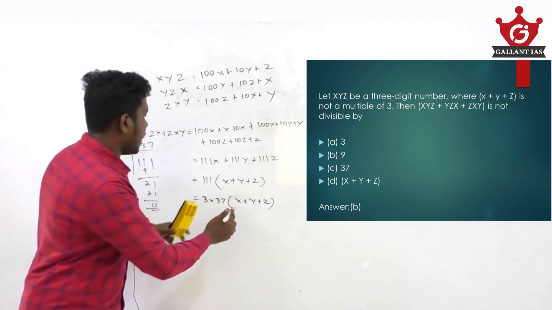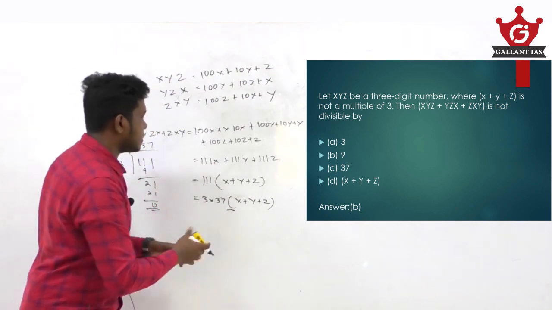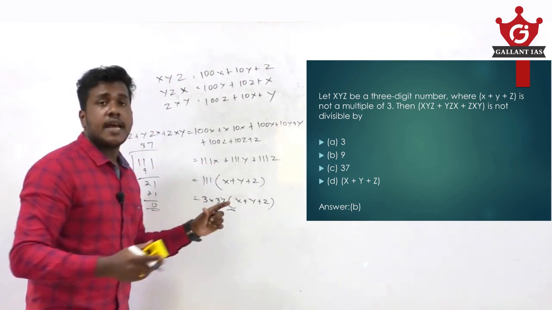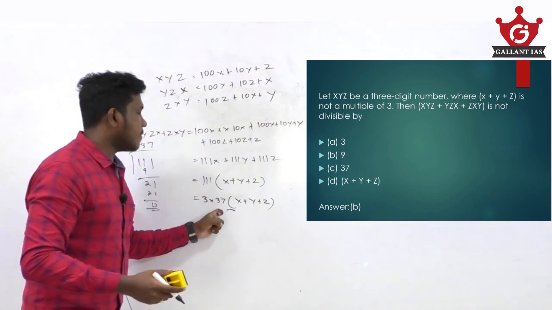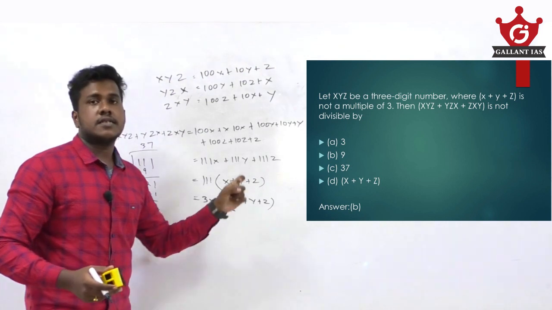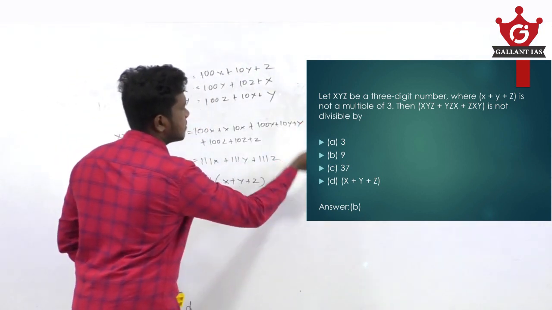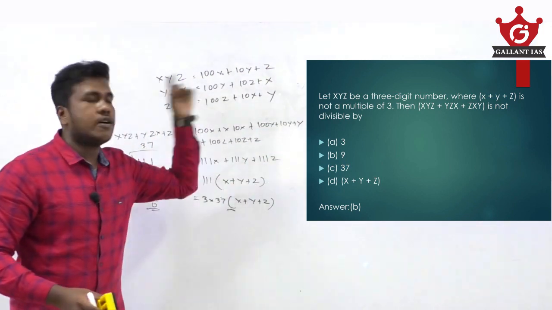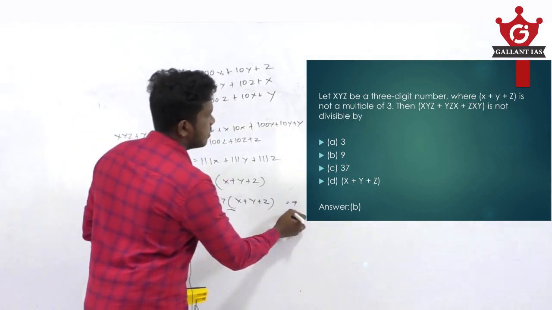That means the factors of the final answer are 3, 37, and x plus y plus z, so the final answer is divisible by 3, 37, and x plus y plus z. So we can easily eliminate option A as well as option C, because option A is 3 and option C is 37. So the remaining option is 9. So our answer will be 9. Got it? Easy question.